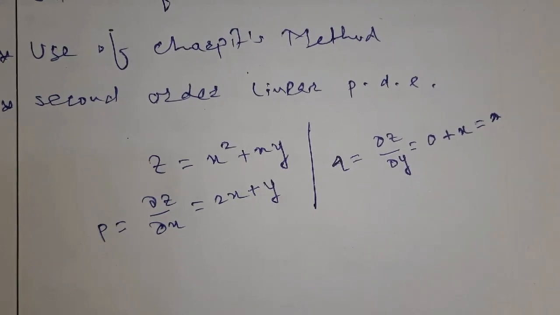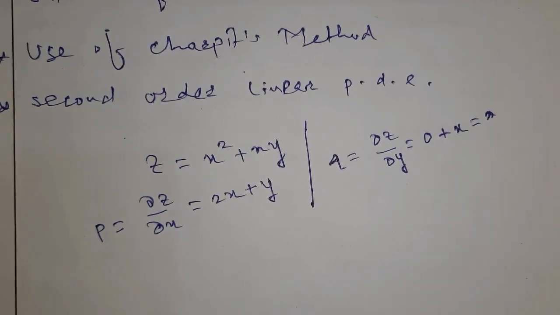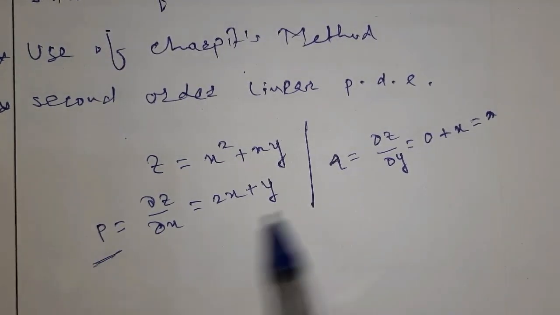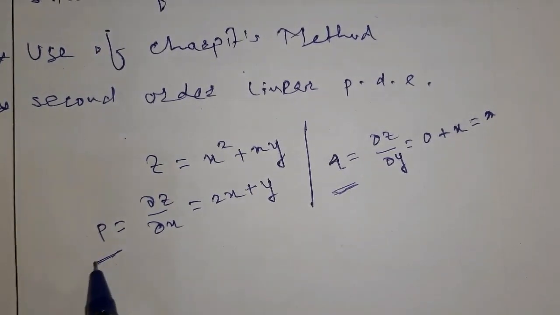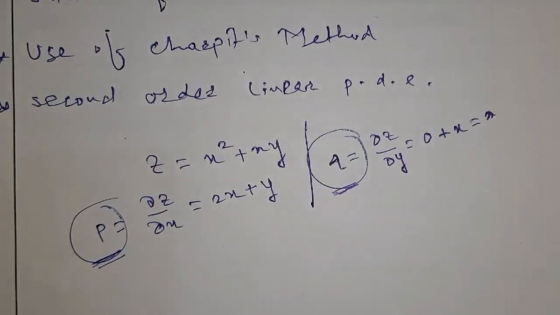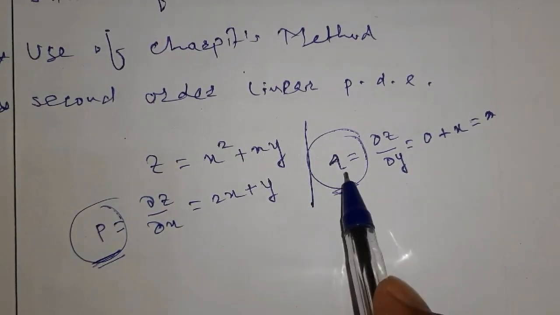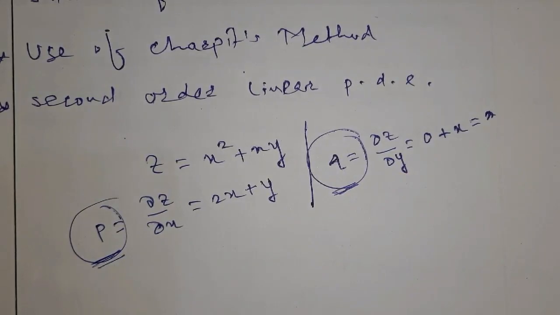Now let us see the concept of partial differential equation. We know that differential equation means which contains derivative. Now partial differential equation means which contains partial derivative. Means we have to study the equations which contain p and q, dou z by dou x and dou z by dou y. So equations containing p and q are called partial differential equations.